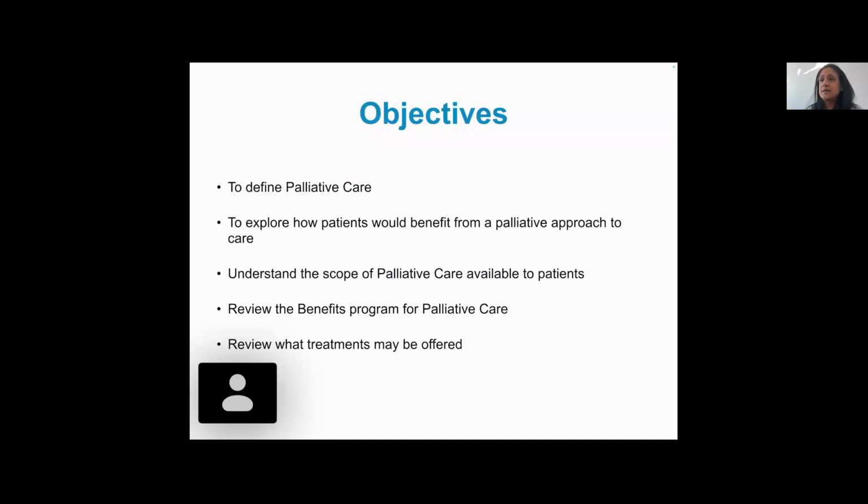So we're going to define it today, right? And then we're going to talk a little bit about how it can be beneficial to the group. And we'll try to understand the scope. Where can we access palliative care? When would we access palliative care? And finally, what treatments and benefits does our province have that could be helpful to each individual case?